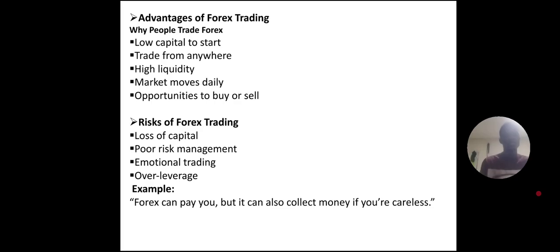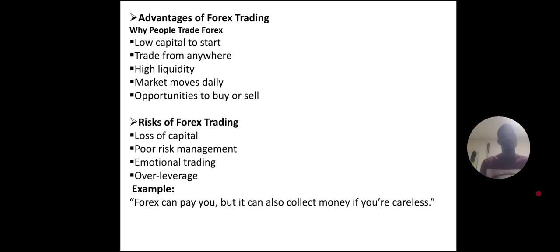Now, there are also risks of forex trading, which we must understand. Like I said, it's not a get rich quick scheme. It's not something you just jump into. No, there are risks. So for you to understand these risks and avoid them, you have to have deep knowledge of what forex is all about. Now, loss of capital, poor risk management, emotional trading, over leverage. So these are the risks. You can lose your money.